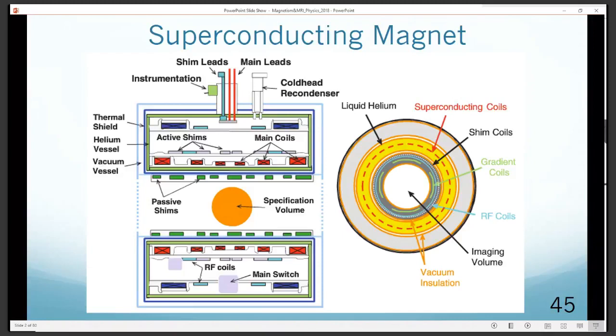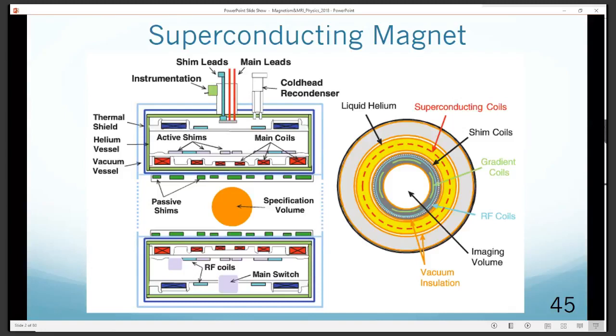There are switches. You put the main leads down on the top here, and all this is submersed in liquid helium, which keeps it close to absolute zero so that the coils remain superconducting. And there's a recondensing or circulation system, and the liquid helium boils off. It will go out, be recompressed, and then reinserted into the magnet. And that's why you can go a couple of years without having to add any extra helium.